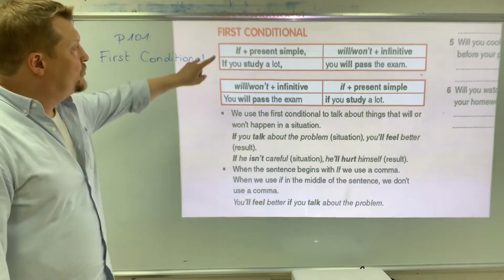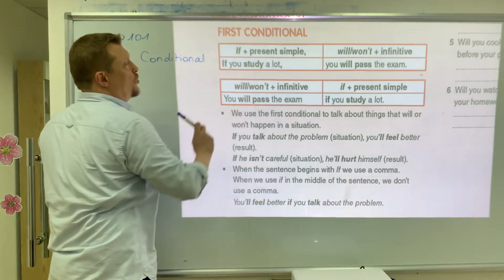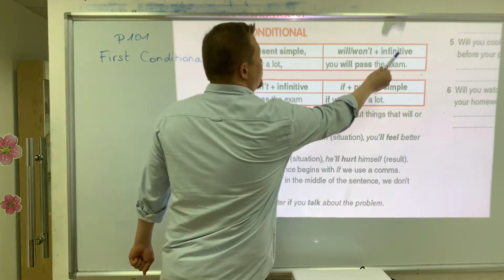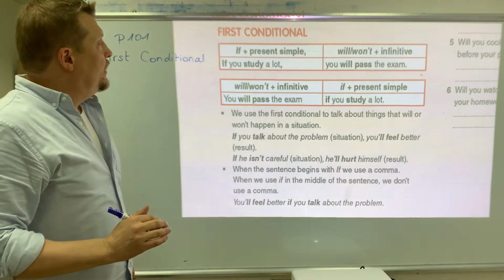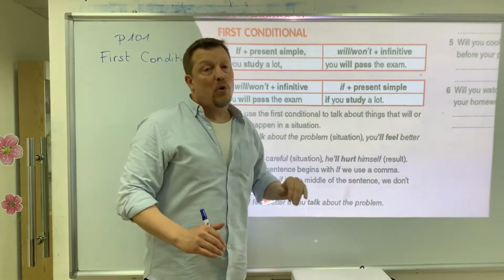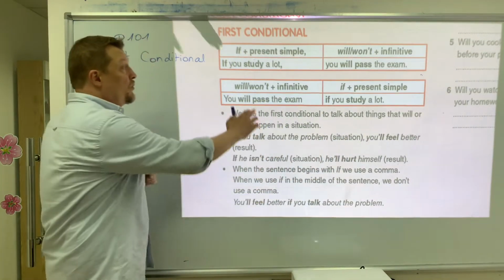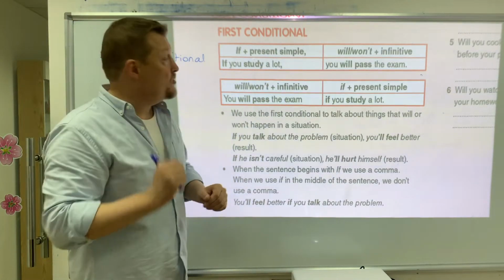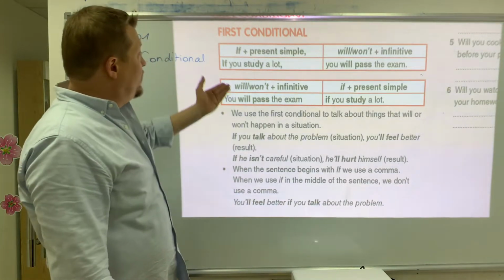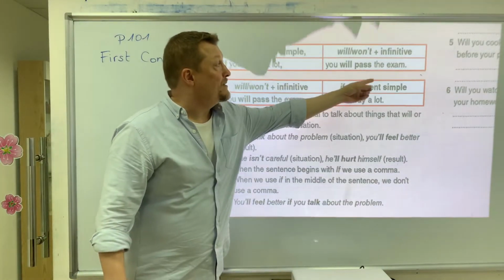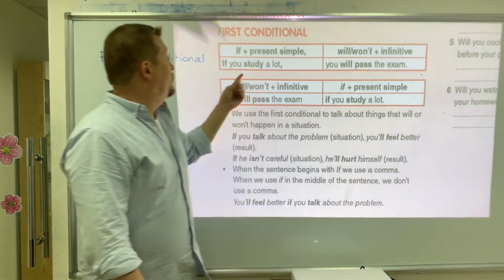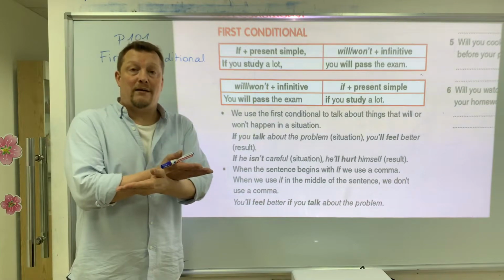The first conditional. Two clauses. You have the if clause, which uses the present simple, and the will or won't clause and infinitive. Okay? Now, you can have the if clause first and the will or won't infinitive second, or you could have the will or won't infinitive come first and then the if clause comes second. Example, if you study a lot, you will pass the exam. You will pass the exam, same, if you study a lot. Okay? So both of them are okay.